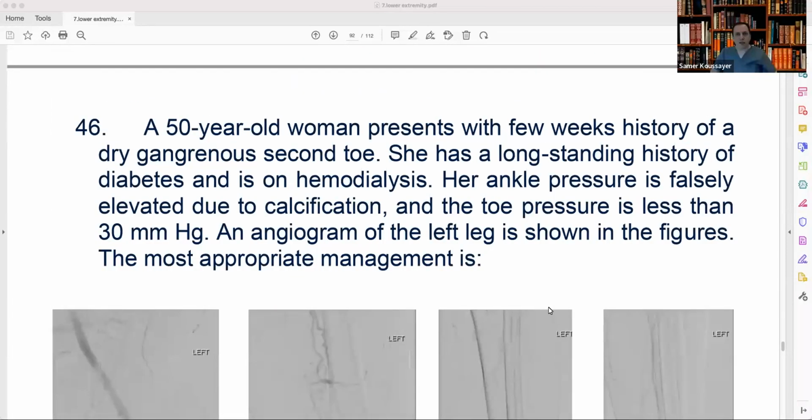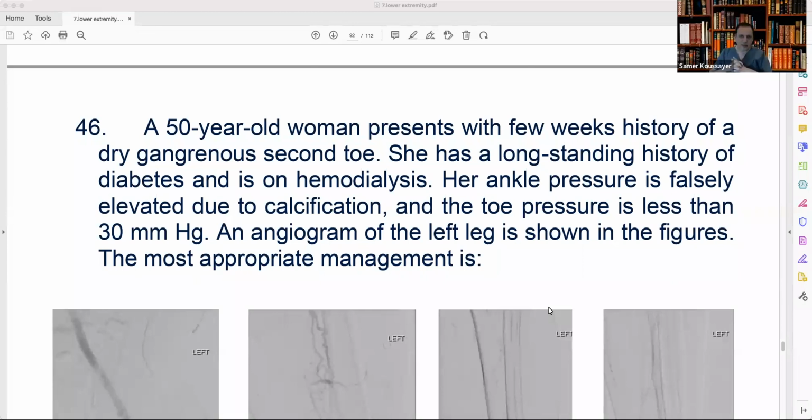He's 50 years old, he has a dry gangrene, he's diabetic and on hemodialysis. This is the worst scenario. Diabetes and hemodialysis are the worst combination. They always increase your amputation rate, because hemodialysis affects the small arteries. Even sometimes with a successful bypass, the ulcer will not heal. So anytime you see diabetes and hemodialysis, it's not a good combination. But anyway, you have to try your best.